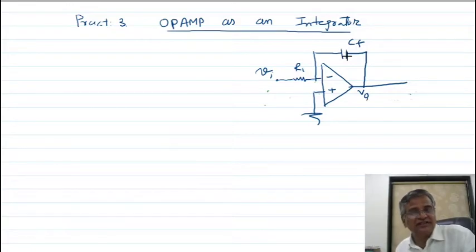To avoid this problem, or to overcome these two limitations, a feedback resistor is added here. So I am adding the feedback resistor here. Look here at the way I am adding the feedback resistor.